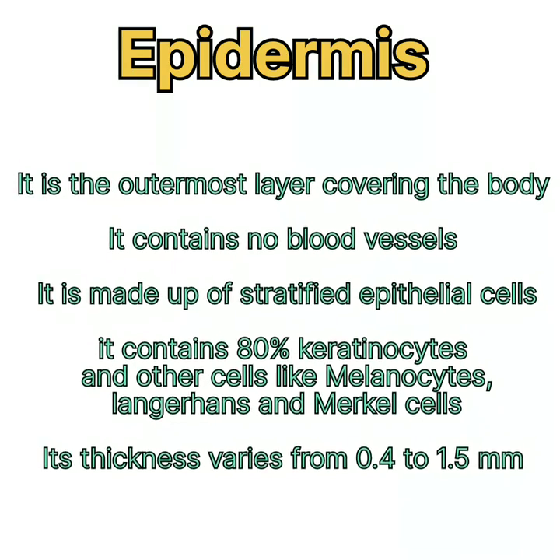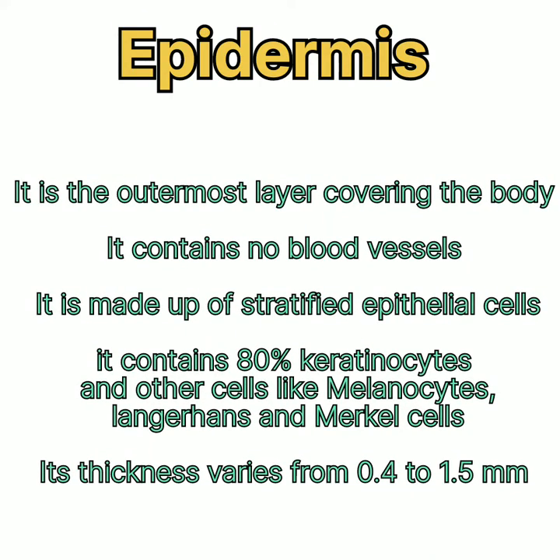Epidermis is the outermost layer covering the body. It contains no blood vessel. It is made up of stratified epithelial cells. It contains 80% keratinocytes and other cells like melanocytes, Langerhans, and Merkel cells. Its thickness varies from 0.4 to 1.5 mm.